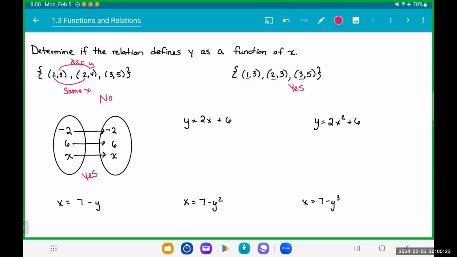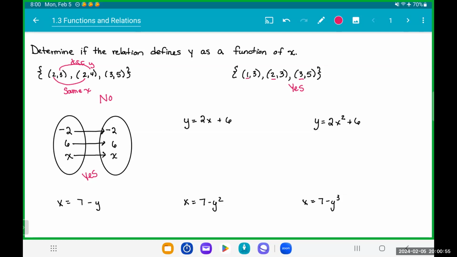Okay? Question. Cindy, did the explanation in the chat help? So if the same x goes to 2 y's, it is not a function. Okay. So every x has to go to only one unique y.